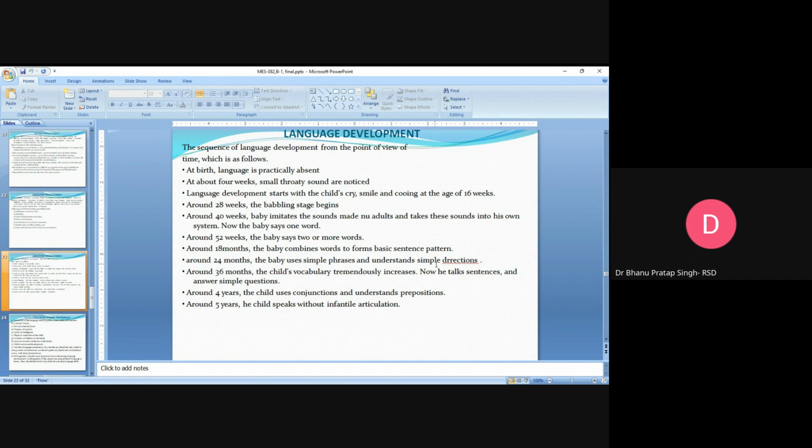Around 36 months, the child's vocabulary tremendously increases. Now he talks in sentences and answers simple questions. At 4 years, the child uses conjunctions and understands prepositions. Around 5 years, the child speaks without emphatic articulation. So these are the ages and which kind of language development takes place at each particular age.